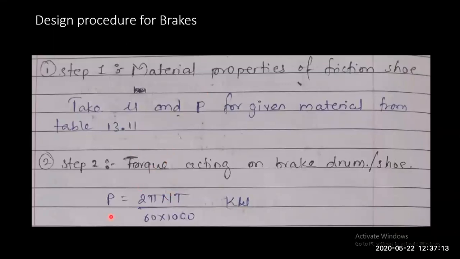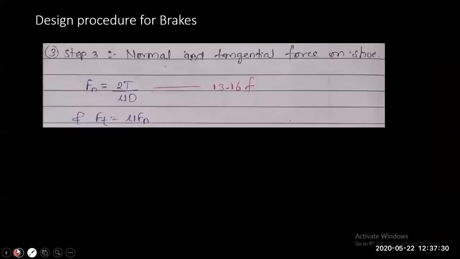Once that is there, this here is small p, and we'll find the torque next, as usual, same as that from gears and clutches, you have the same equation. So find out the torque acting on the drum. Step 3 will be the normal and tangential force, Fn and Ft. Fn is given in an equation, whereas Ft is in the diagram. You need to check the diagram and then note down the value.